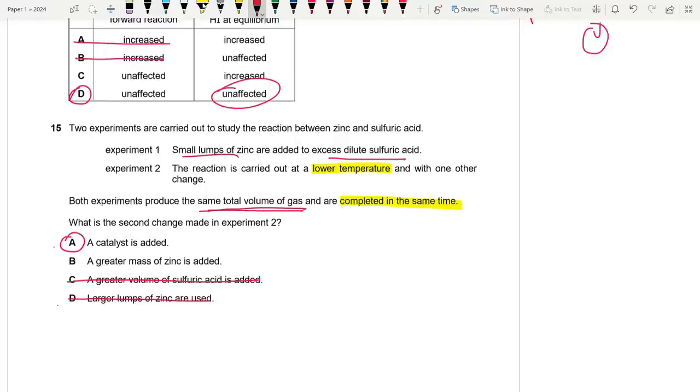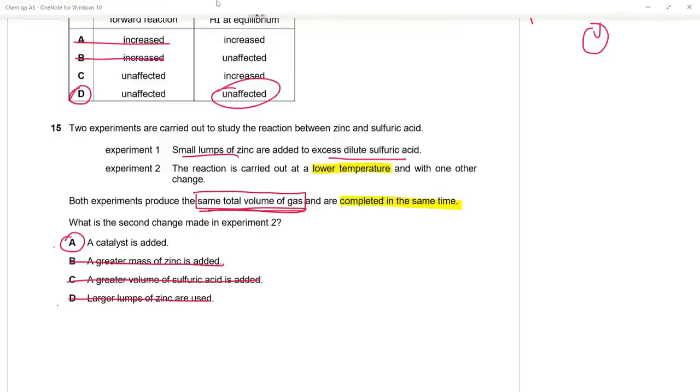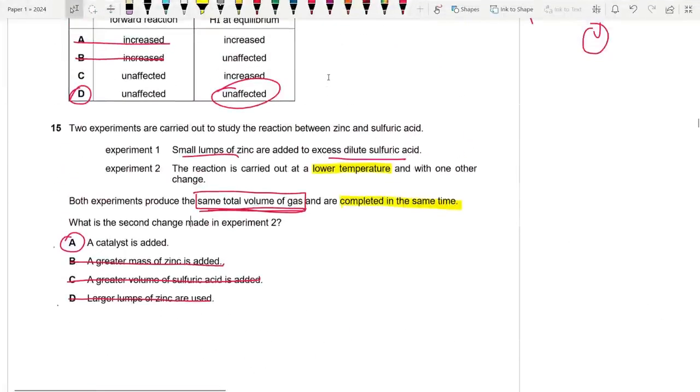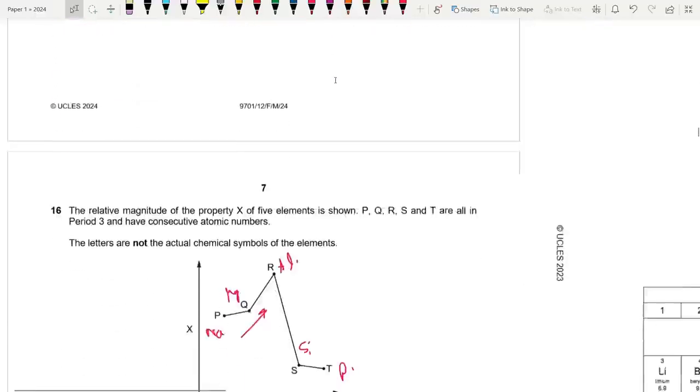So if you use a greater mass, since sulfuric acid is already in excess, we're supposed to get a larger volume, but they said we get the same total volume of gas. Okay, that's important. And a greater volume of sulfuric acid is added. That is actually irrelevant because sulfuric acid is already in excess at the beginning of the experiment. Yeah, so the general idea is temperature is lower, so it should have finished at a later time, but we have brought about another change which increases the rate, which is in fact adding a catalyst.